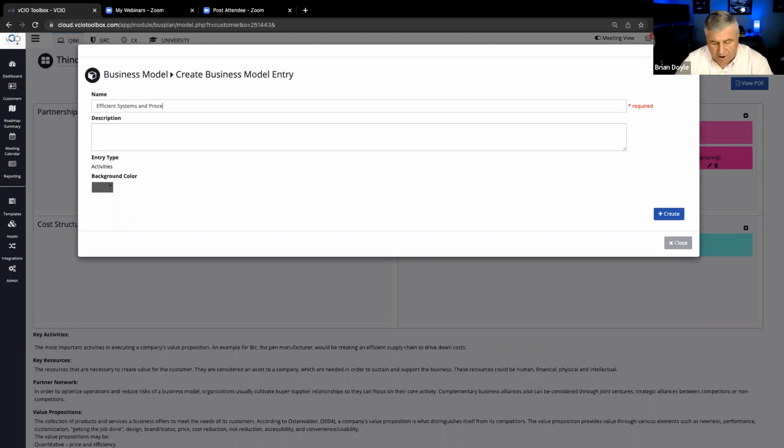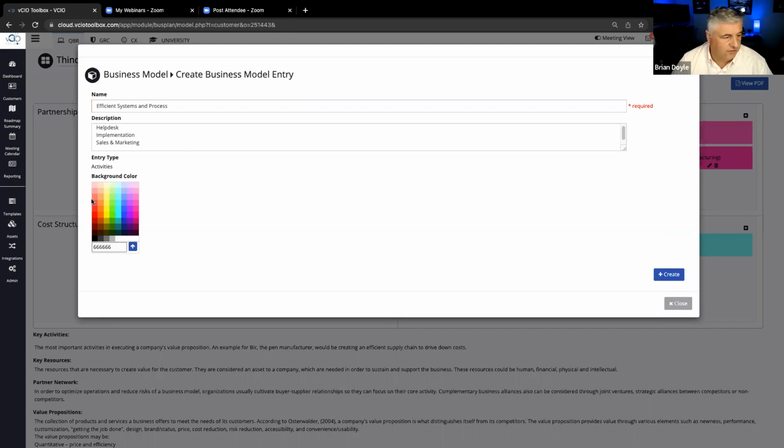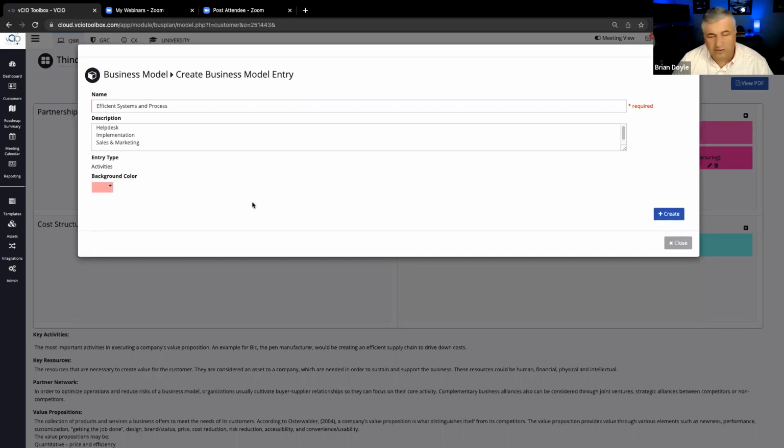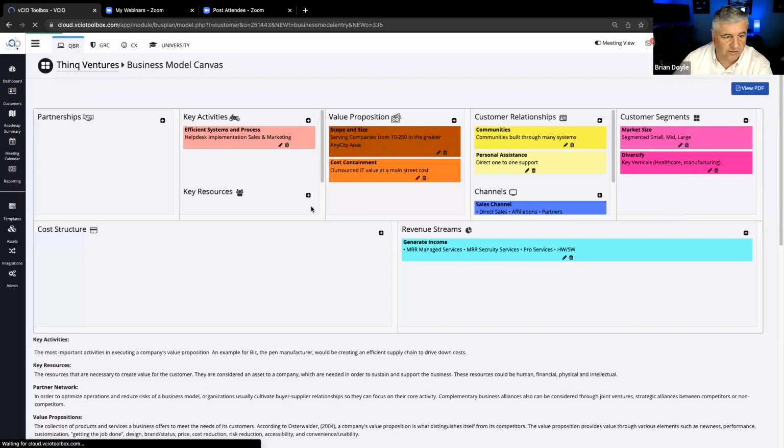We all know that we talk about process and systems all the time. So some of what we need to do is implement efficient systems and process to support probably three key areas within our system: help desk, sales and marketing, and our implementation services. These are some key activities that every MSP must execute on in order to deliver the services that we're outlining on the right-hand side of this business canvas.